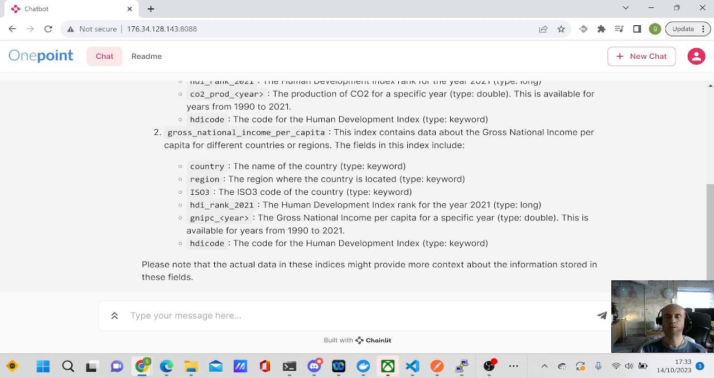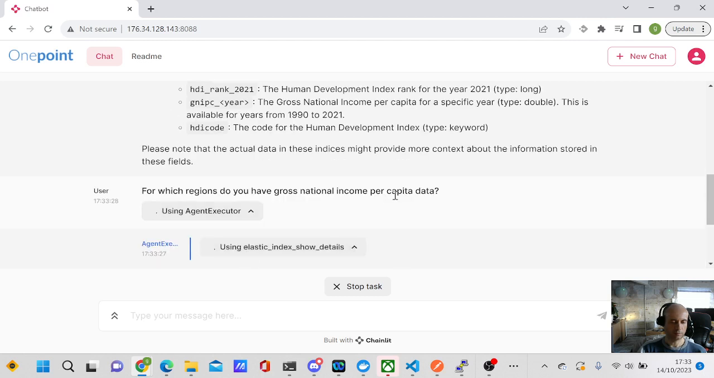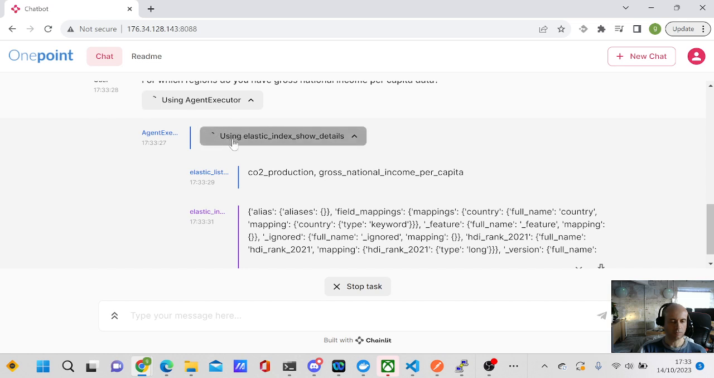Okay, so now we will ask a question that involves some aggregations inside of Elasticsearch, and let's see if it works okay. For which regions do we have gross national income per capita data? I just want to know which regions are there in this second table, gross national income per capita. Okay, let's see. So again, it started. As you can see, it already used one of the tools.